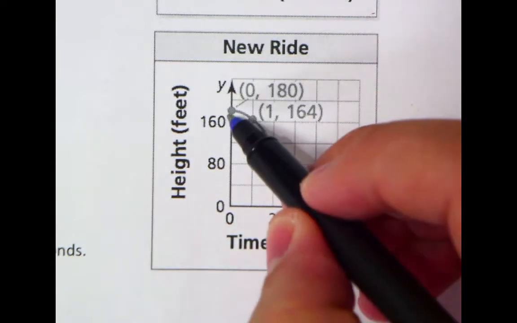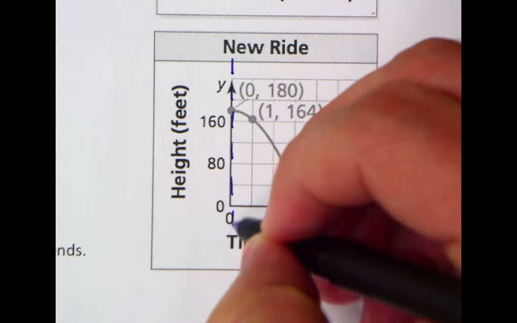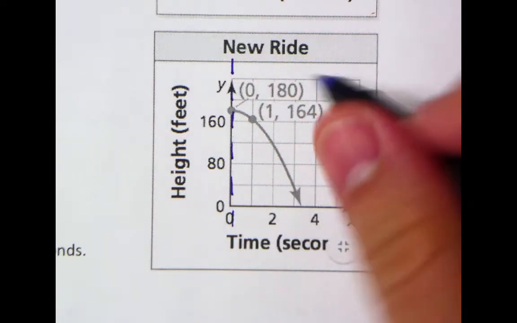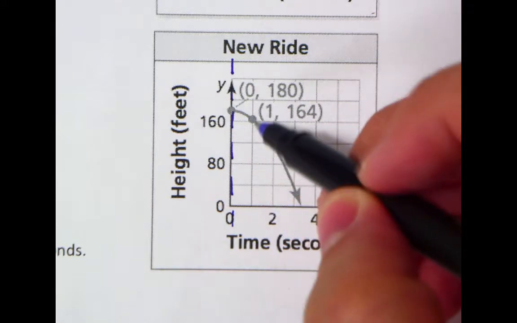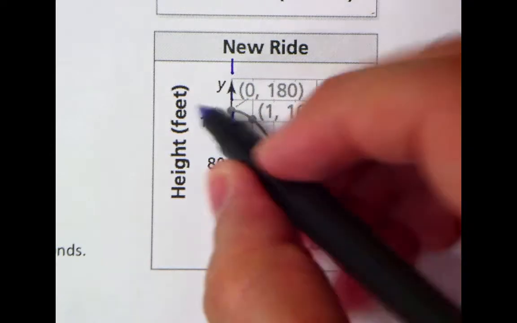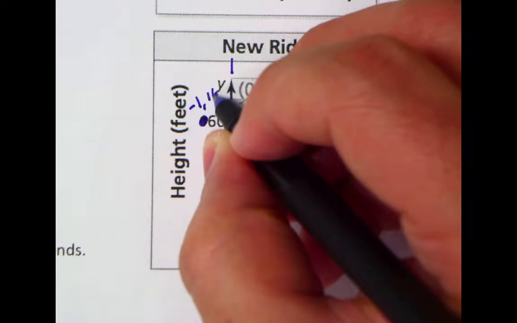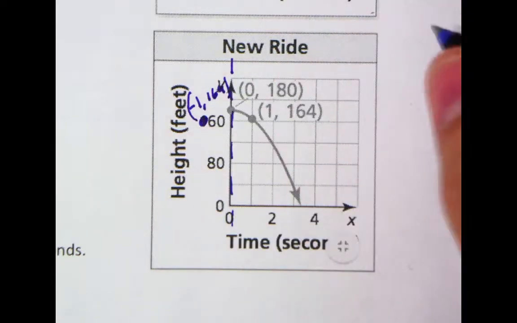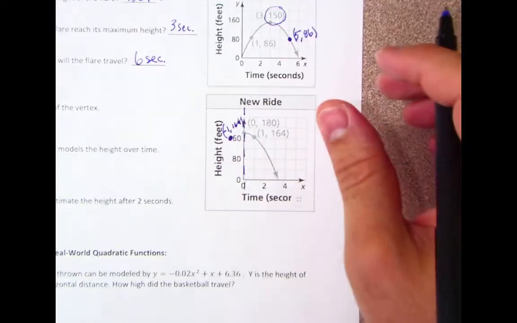The vertex is at the top, so our axis of symmetry runs right down the y-axis. So to match the other point, you sort of have to go into negative territory over here. Since you have 1 and 164, you're going to have another point over here that'll match it at -1, 164. I don't know if you can see that, but -1 and 164 will be my third point. Okay, zoom back out.